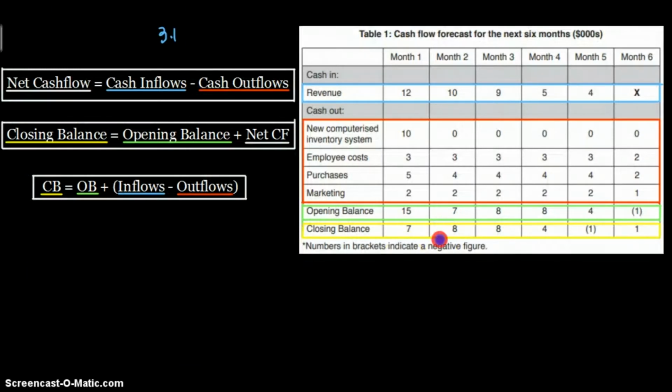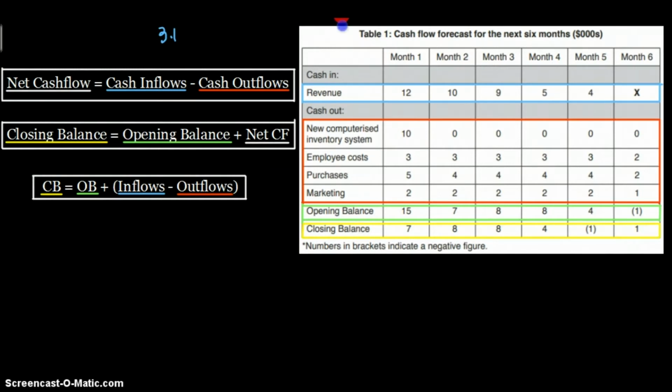Here I've taken this from a past paper question. Similar cash flow forecasts you might be asked, generally 6 months is most common in past papers. So there's month 1, month 2, month 3, month 4, month 5 on the vertical column, and we have a horizontal one where we have cash inflows, cash outflows, the opening balance, and a closing balance. So let's look at each component in detail.